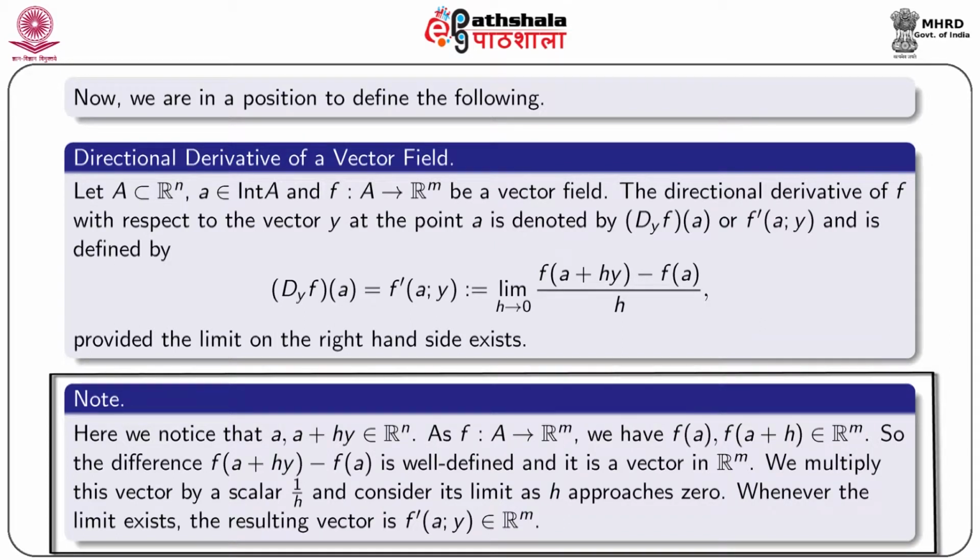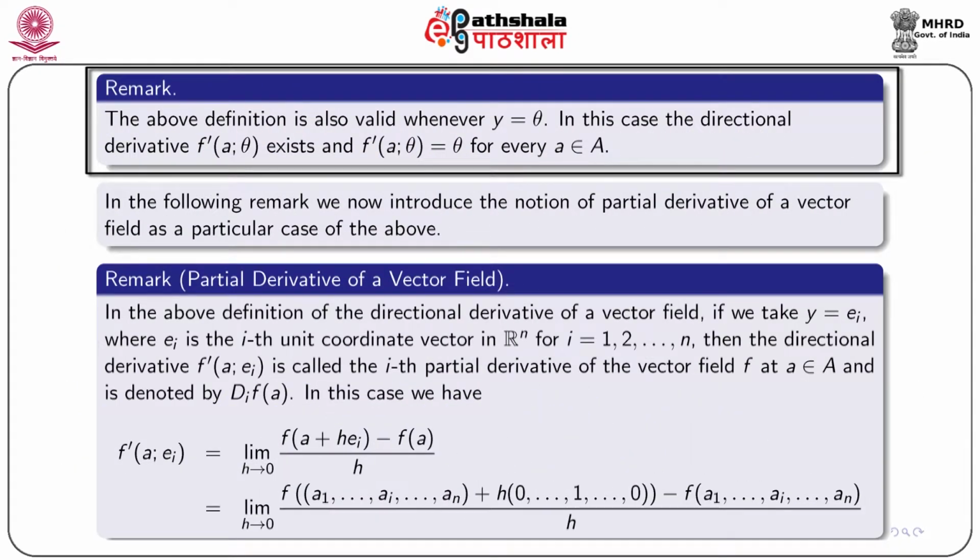One note here. We notice that a and a plus h y both are in R^n. As f is a map from A to R^m, both f(a) and f(a plus h y) are members of R^m. Therefore, the difference f(a plus h y) minus f(a) is well defined and also it is a vector of R^m. We multiply this vector by a scalar 1 by h, obviously h is non-zero, and consider the limit of the entire quantity as h approaches 0. Whenever the limit exists, the resulting vector is denoted by f'(a,y) and obviously it is a member of R^m.